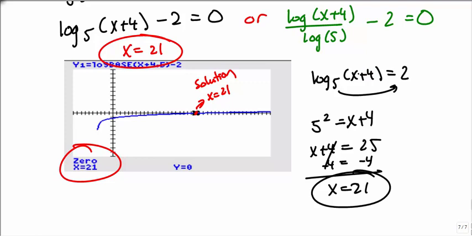So these are other ways that I can use to check or to graph a lot of these equations. Now sometimes when I graph them, I'm going to get a decimal, and so I have to do the handwork. I don't have a choice. I can't just rely on the graph. Let's go ahead and look at another one.